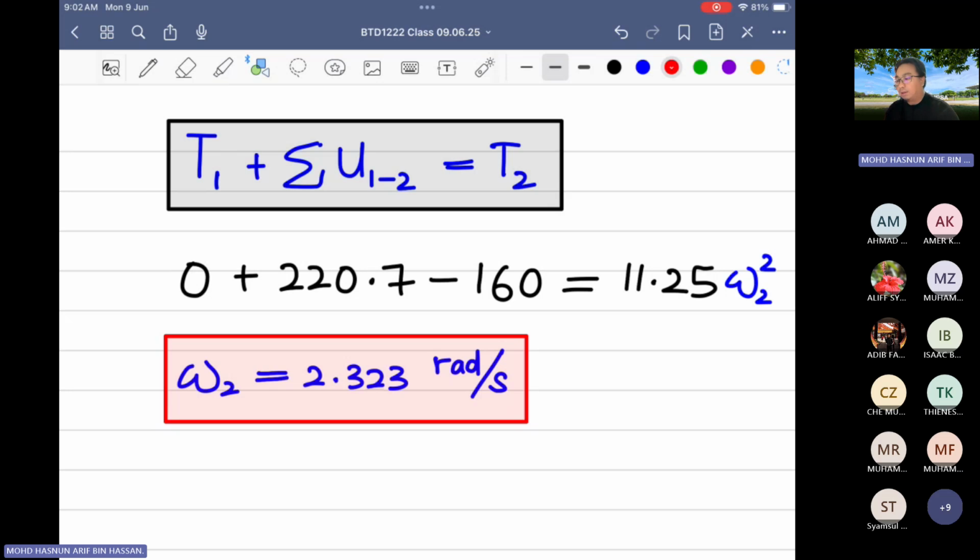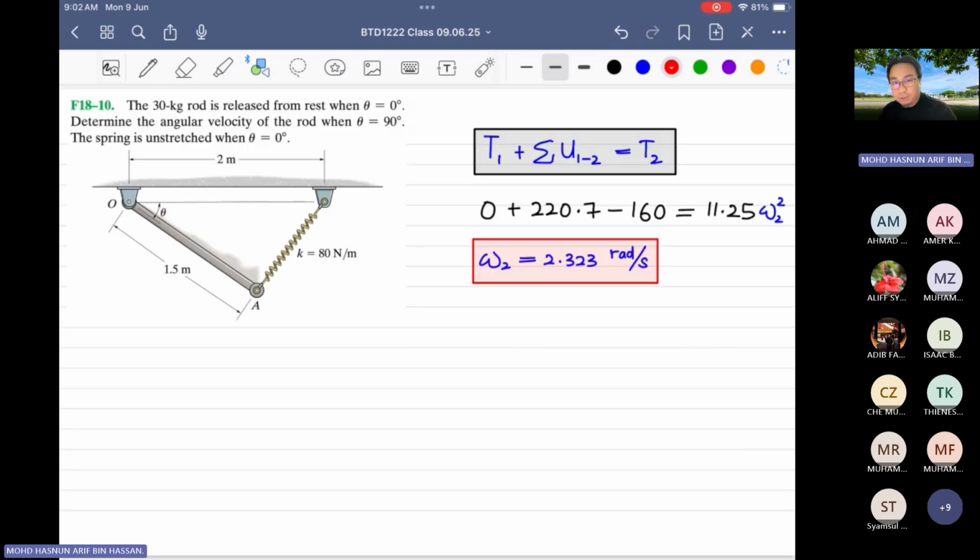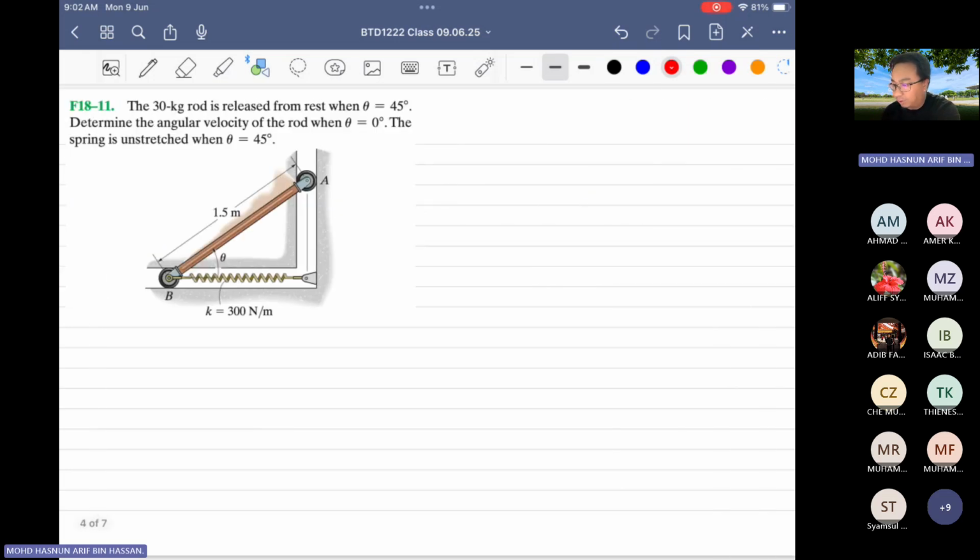All right. Any question on this example? Do you have any question before I proceed to the next example? Yes, sir. Okay, so if there's no question, let's proceed to the next question.